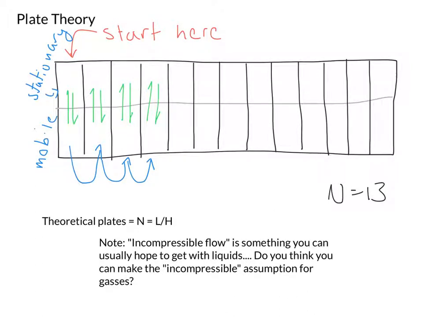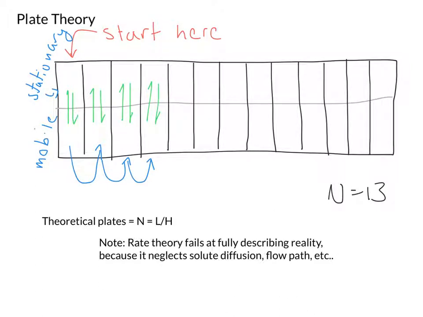But plate theory fails to account for band broadening in a mechanistic way. Basically, it neglects solute diffusion, flow paths, etc. Rate theory, on the other hand, does account for these things.